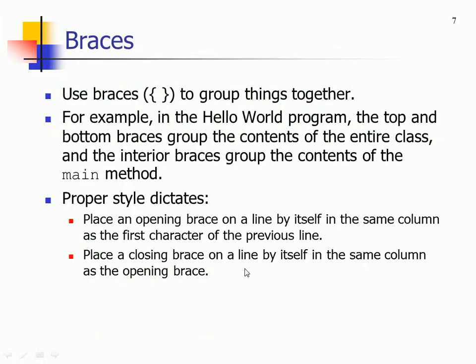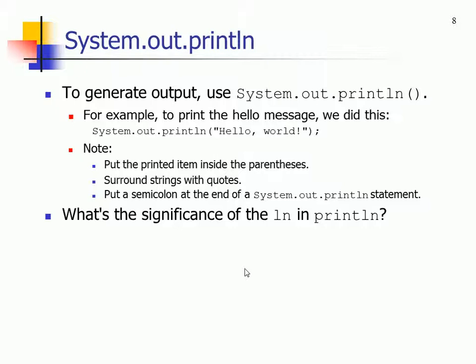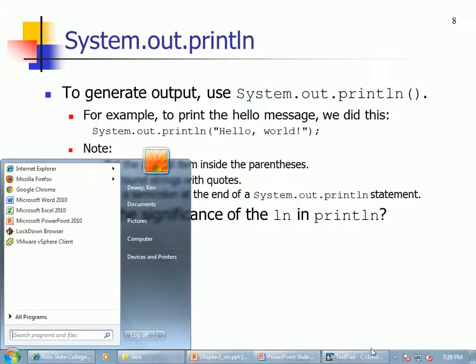All right, System.out.println generates the output. It says put the printed item inside the parentheses, so this one in quotes. Put a semicolon. So what is ln? What do you think? Line. New line, actually. All right, let's look at that.